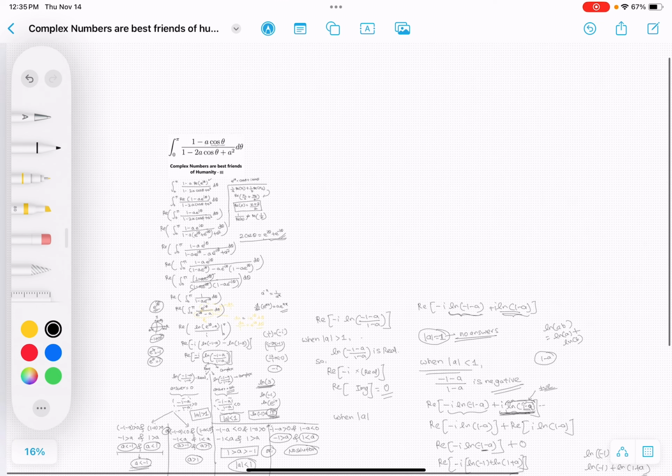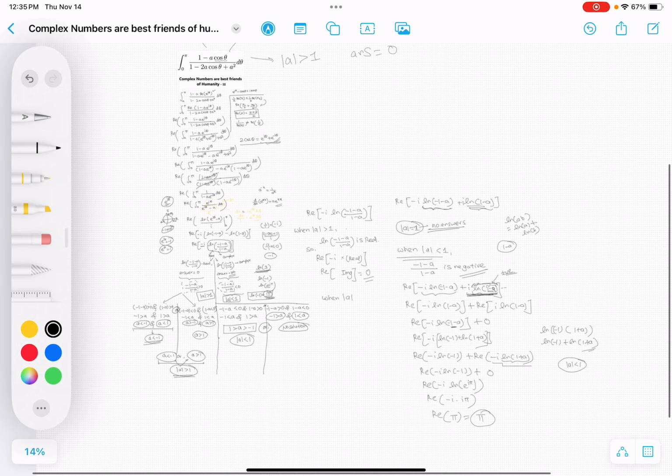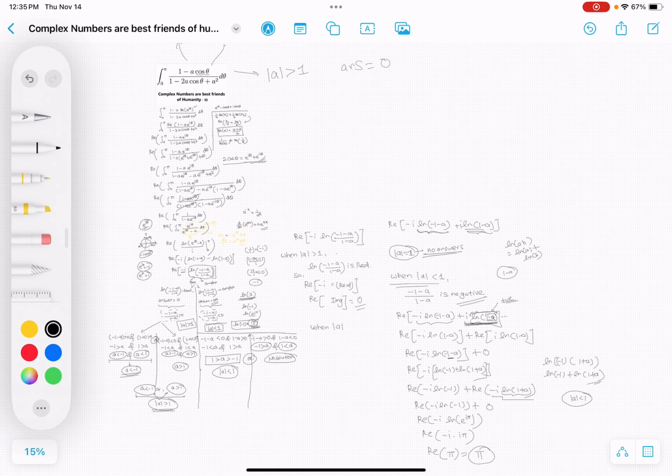Now if you have to summarize the answer: for the modulus of a greater than 1, the answer is 0. When the modulus of a is less than 1, the answer is pi. And when the modulus of a is 1, the answer is nothing, right? So this is the solution. This was a really beautiful problem, and complex numbers simplified it a lot, because without complex numbers it could have gone really complex.